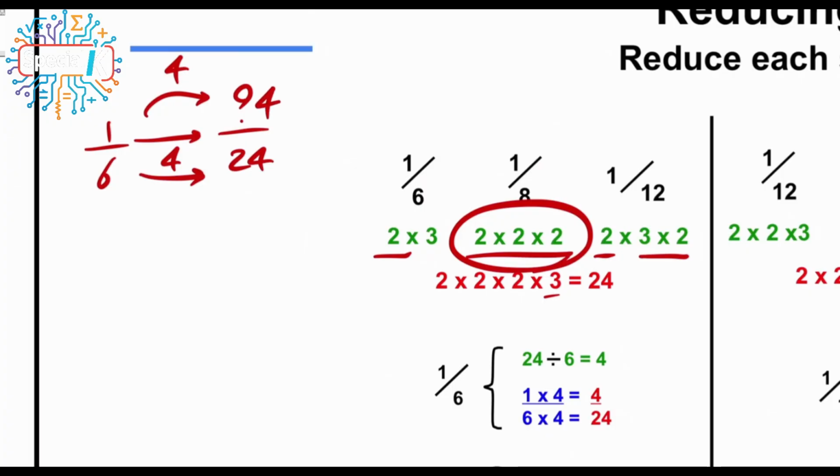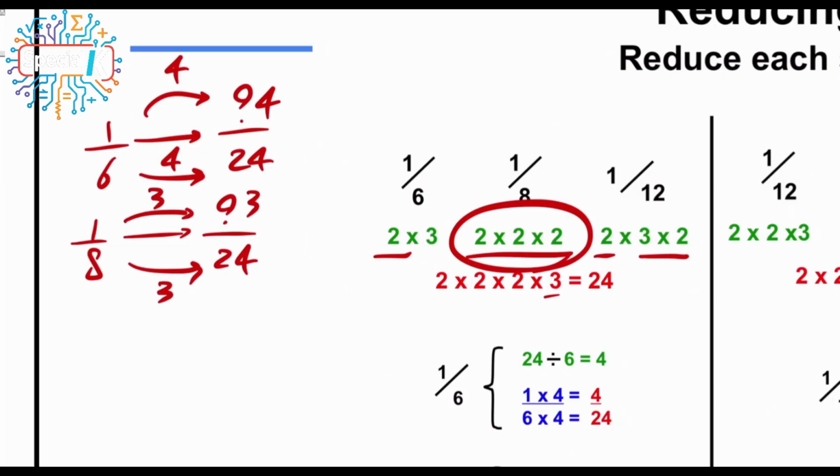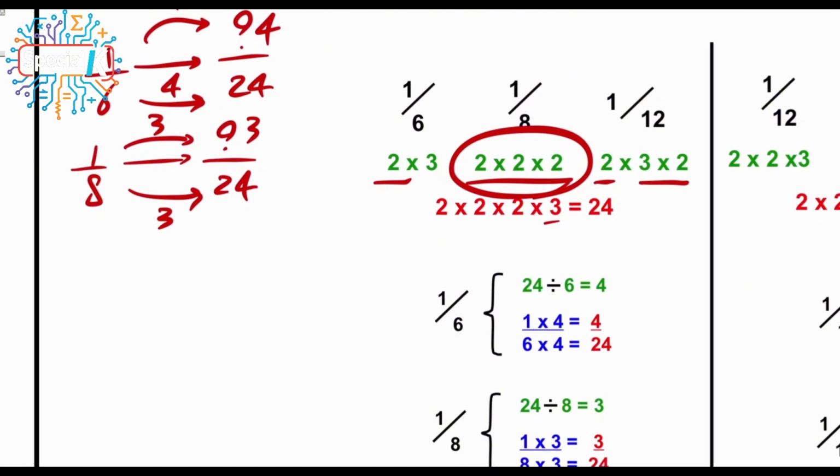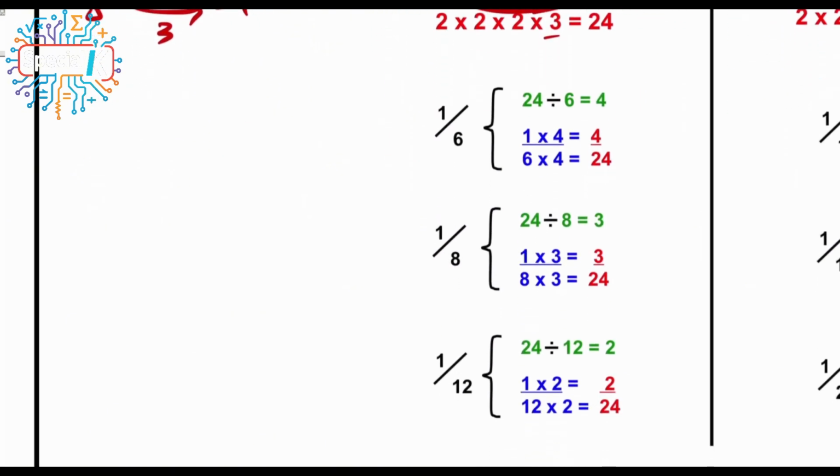What about 1 over 8? I have to convert it to question mark divided by 24. What is the number that if you multiply by 8 would be 24? Easy, 3. So 3 divided by 24. 1 over 12, the same thing, it would be 2 divided by 24, and that's it. Let's just keep it that way right now. I will talk about it then.